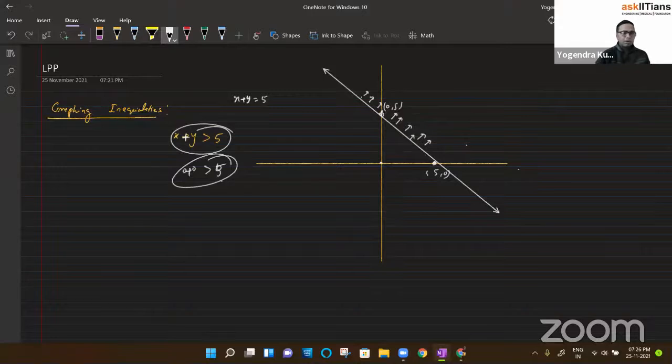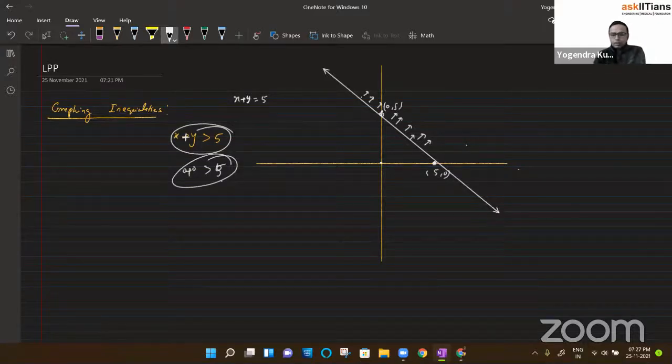Like this also, or a dotted line, anything is fine, because making a dotted line is sometimes difficult. So we can make it like this, not touching the line, this side region but not the line part, because it is not 5. These are all points which are above that. That's how it is. So this we should know already.